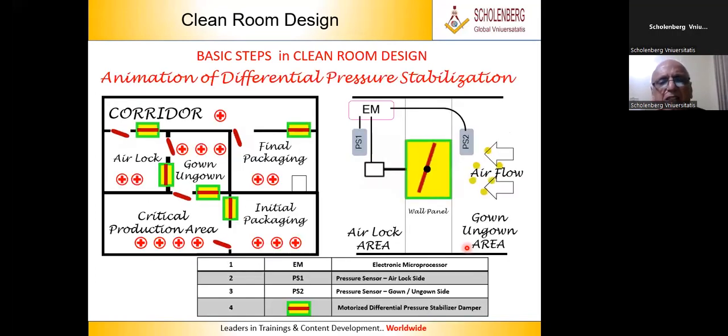Okay, now we go next out here. PS2 on the ungone side, 4. All these symbols are given out here. What is EM? What is PS1? What is PS2? What is this symbol it defines? It's all given out here, and how you will position all these things in the line system.